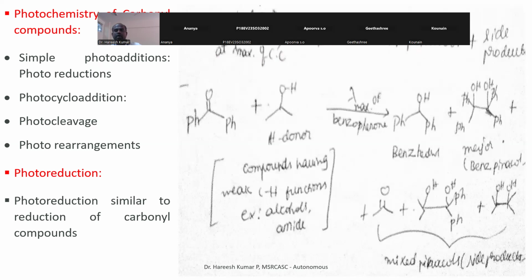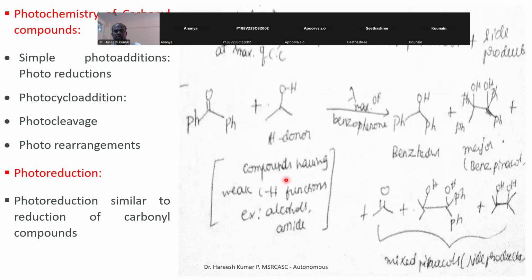In addition to the alcohol, pinacols are also observed. Pinacol means 1,2-diol. 1,2-diol containing compounds are called pinacols. In addition to the alcohols and pinacols, there are other side products also formed in photoreductions. So here I am taking an example. This is a carbonyl compound, more particularly benzophenone, and this one is the hydrogen donor. Hydrogen donor means it's a solvent, more particularly an alcohol, isopropanol.